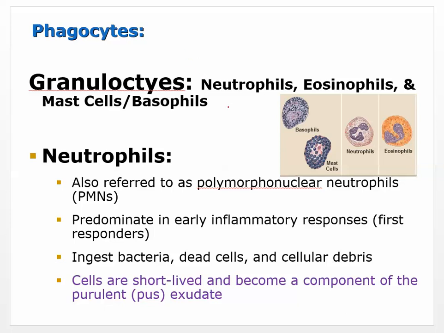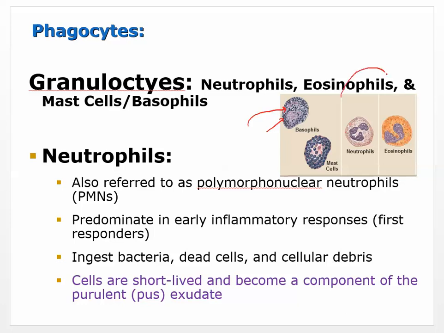So granulocytes are neutrophils, eosinophils, mast cells, basophils. What we mean by a granulocyte is really pretty simple. They have granules, and you can kind of see these in these pictures. You can see the little dark spots. These are granules, and these granules have a lot of different things. Primarily what we think of is histamine, but they have several different molecules.